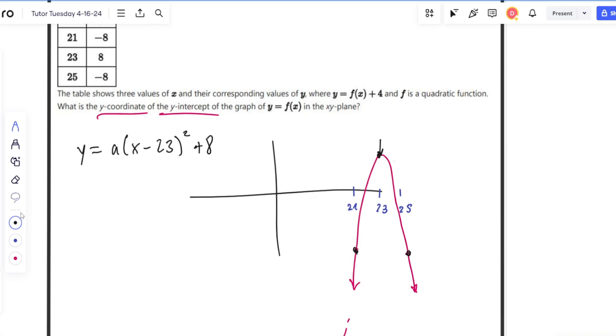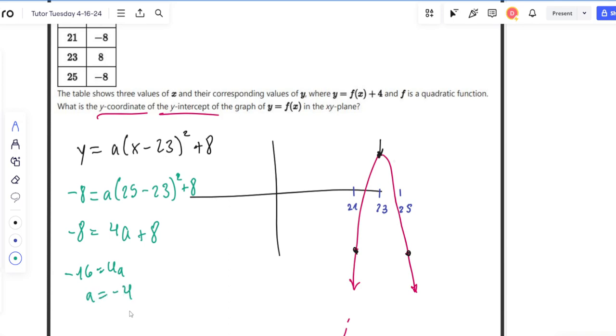Just to make sure that we have the correct a value, we'd have to substitute in a point. So for example, if I plugged in like 25, the corresponding y is negative 8. So a times 25 minus 23 squared plus 8. Negative 8 equals 4a plus 8, or negative 16 equals 4a, so a equals negative 4. So our a value right here is negative 4.